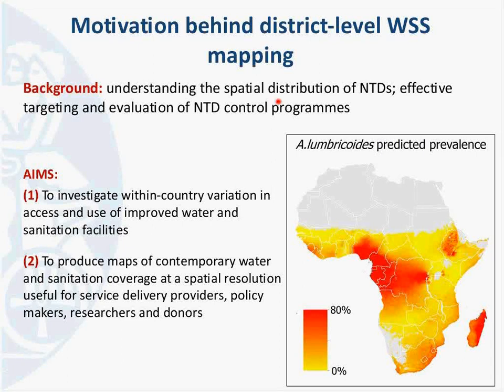So we did as I showed. We went to look at what the general sources were, and we couldn't find any subnational data that we could use that was already mapped. So our aim was to develop our own maps. We wanted to produce maps that could be useful for both our own research, but also for service delivery providers and policymakers, and use these maps to investigate what variation there is in access to water and sanitation within countries.